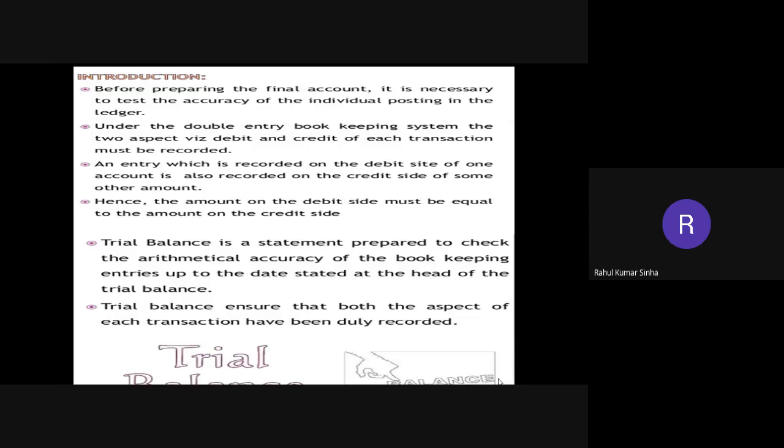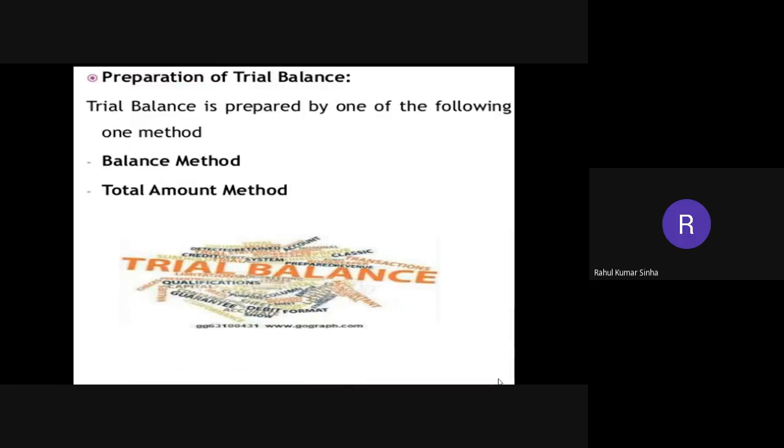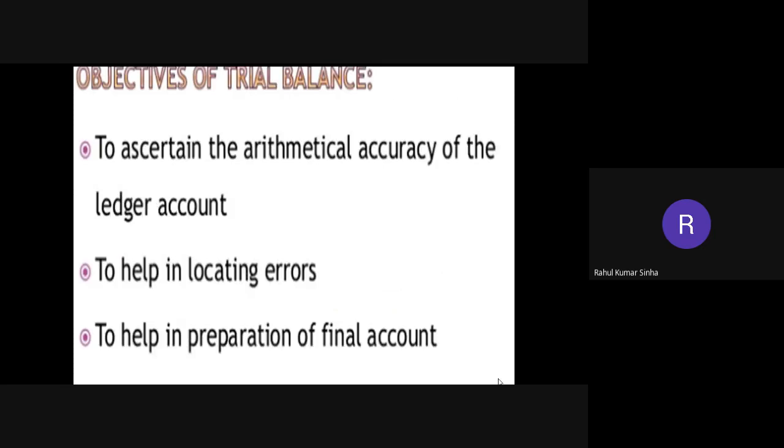As I told you, we follow the double entry system for the purpose of accounting, under which we have to record both aspects of the transaction. It means one debit and one credit. So the trial balance can be prepared with either of two methods, the balance method and the total amount method. The objective of preparing the trial balance, as I told you, is to check the arithmetical accuracy.